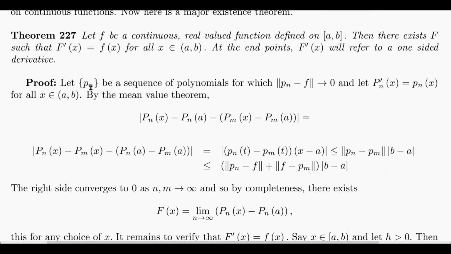So I'm going to let p sub n be a sequence of polynomials that converges to f in this manner as we just described. That means p sub n of x is uniformly close to f of x on the entire closed interval. And I will let capital P sub n be an antiderivative for little p sub n.